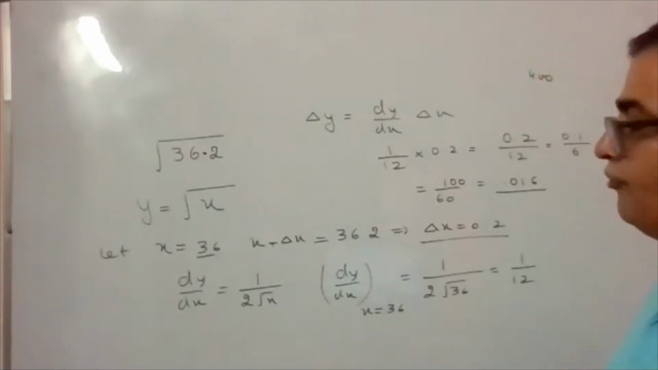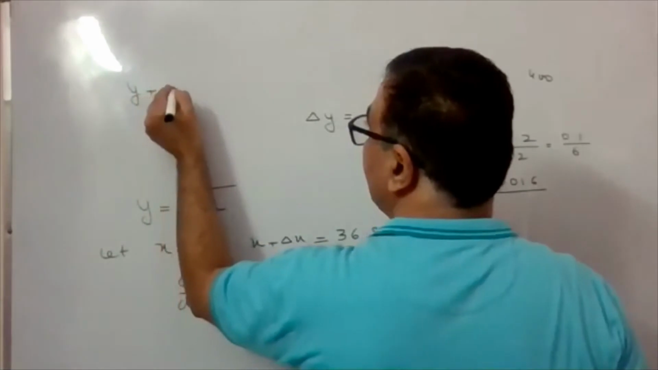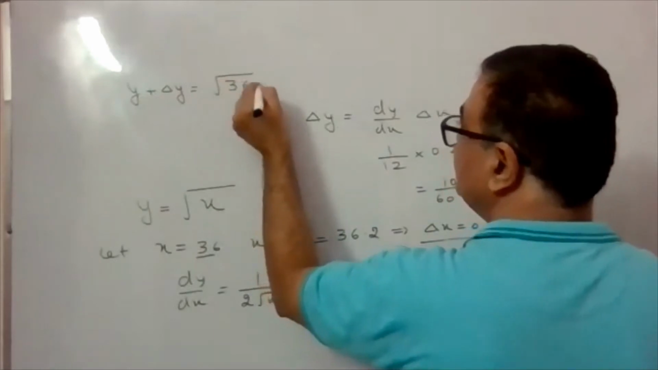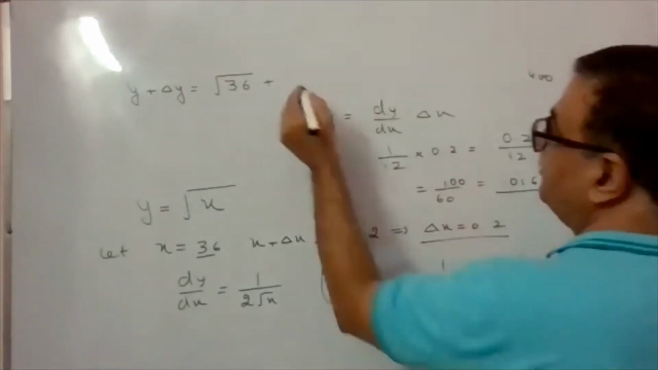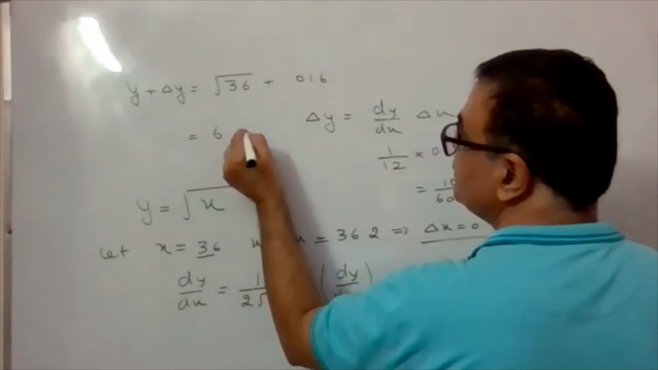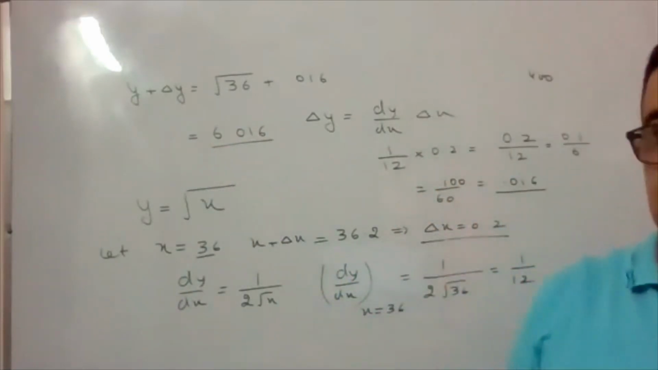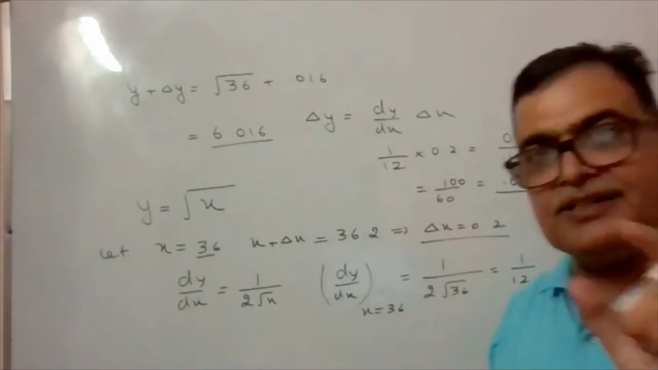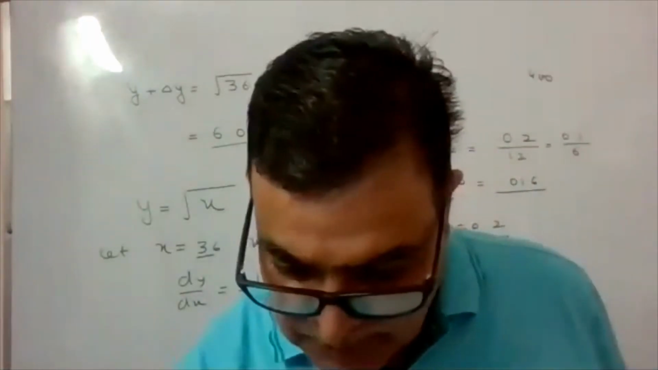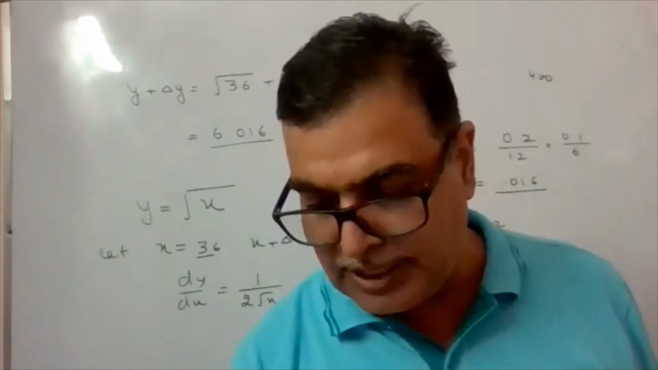Now they are asking what the final value is. The final value is actually y plus delta y. y was under root x, which means under root 36, and delta y I got is 0.016. So you take 6.016. You can use the calculator, the answer will come out to be this. Because the error is very small, we say the value is accurate. This way you can have these questions also, error and approximation. One question I told you, more questions I am not going to do.